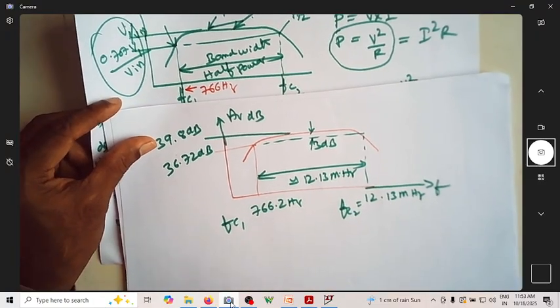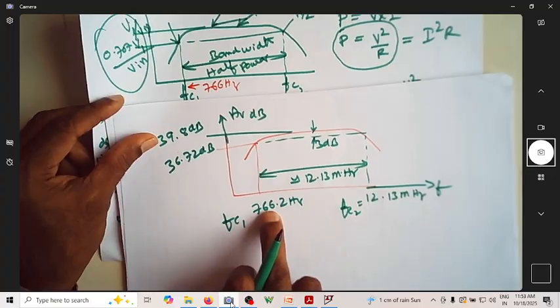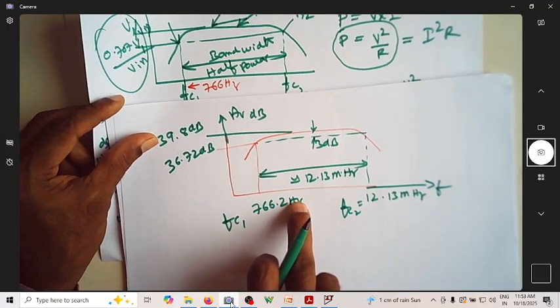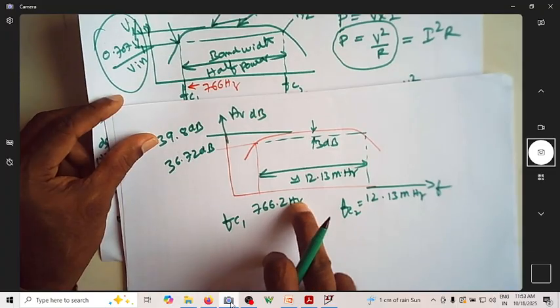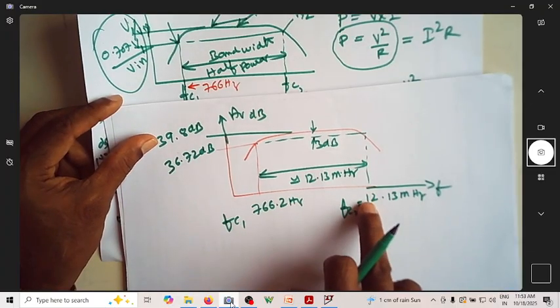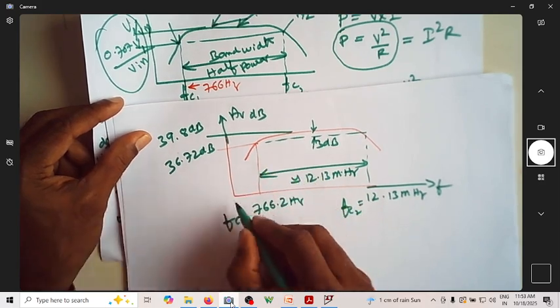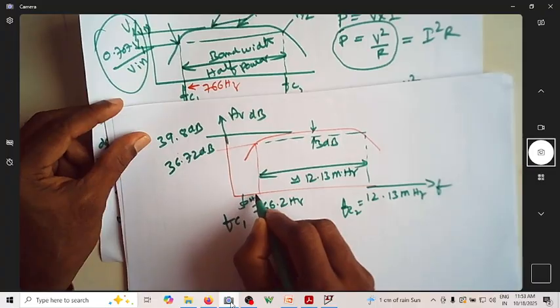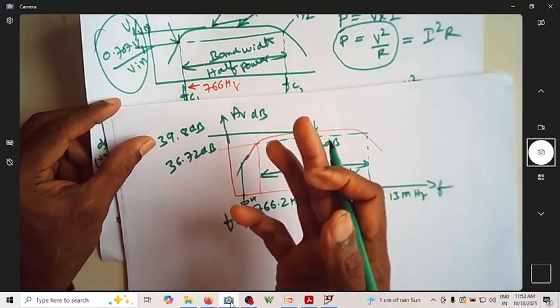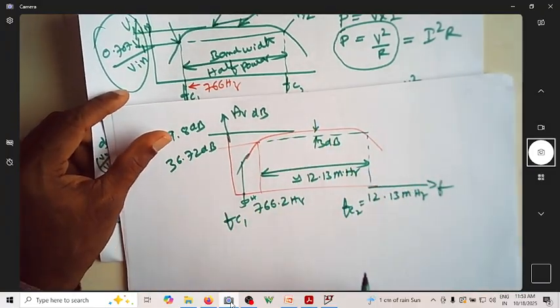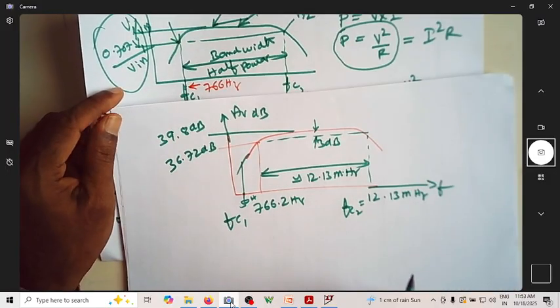If you want to amplify any signal, that frequency should be more than 766 hertz and should be less than 12.13 megahertz. It's because of this reason that when we used a 50 hertz signal, can you see the gain was hardly something like 6 instead of 97 in the earlier example.